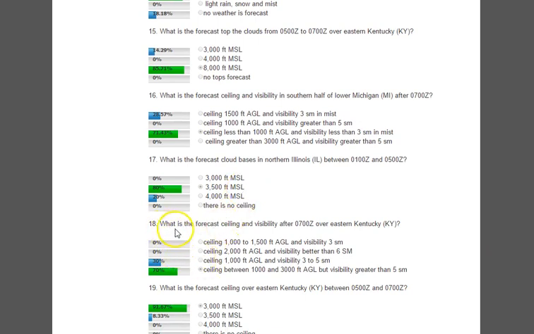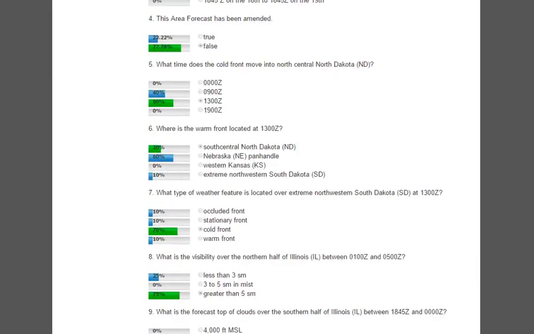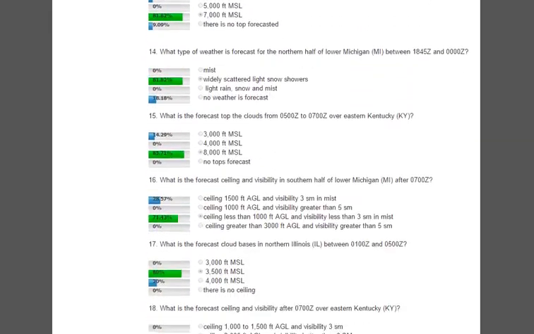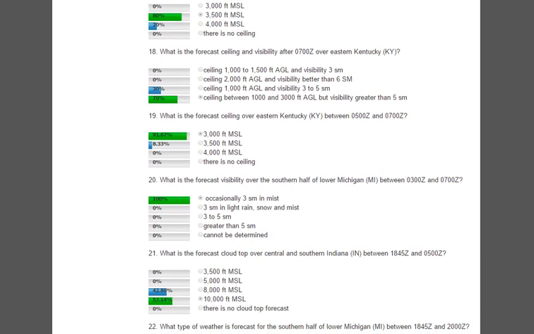Number 18, what is the forecast ceiling and visibility after 7 over eastern Kentucky? 7 Zulu, eastern Kentucky. So once again, you're looking at the outlook because it's after 7 Zulu. The outlook is MVFR due to ceilings. MVFR means visibilities between 3 to 5 miles and ceilings 1,000 to 3,000 feet. So that would be eastern Kentucky, MVFR, with ceilings between 1,000 to 3,000, but visibilities greater than 5 miles.